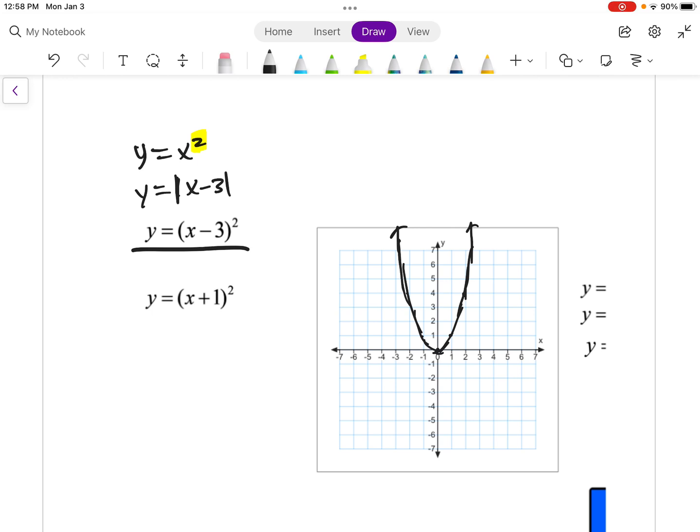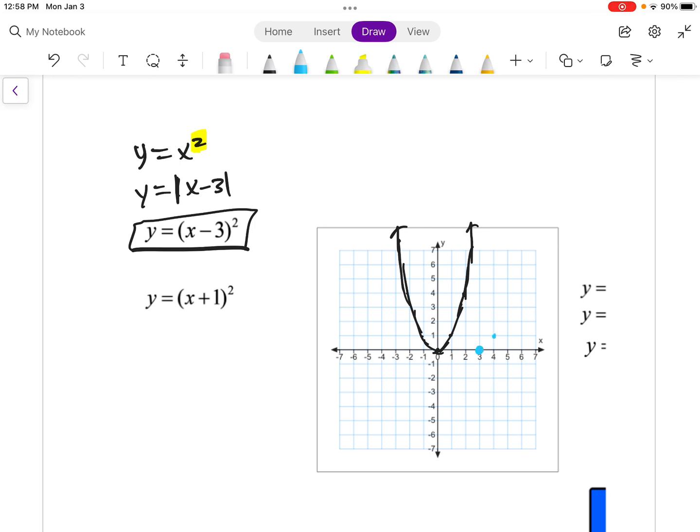So if I come down here, this does exactly the same thing. The minus 3 is inside of the square. The square is what makes it a parabola. So if it's inside of the square, it's going to move it to the right 3. So my new graph, I'll do it in blue over here. I take the vertex, I shift it to the right 3, and that's the only transformation.